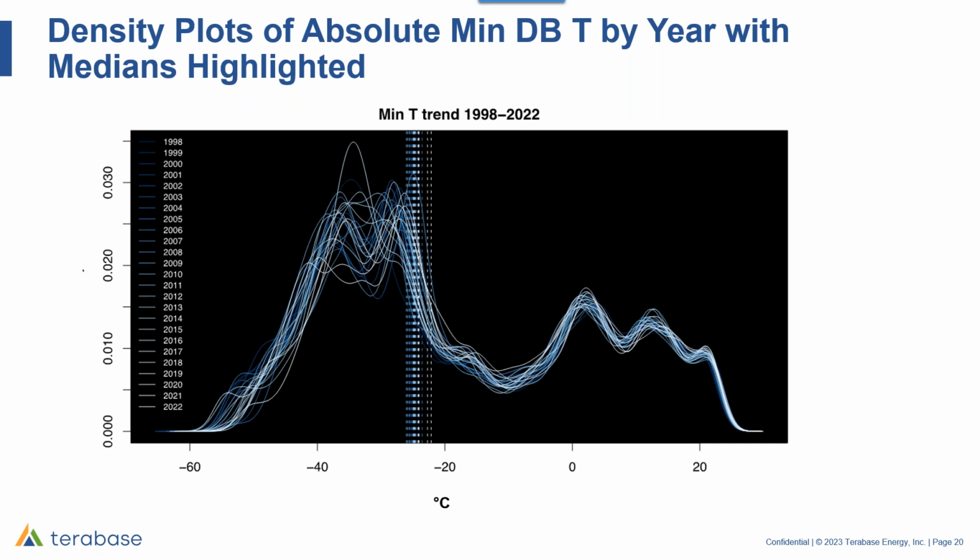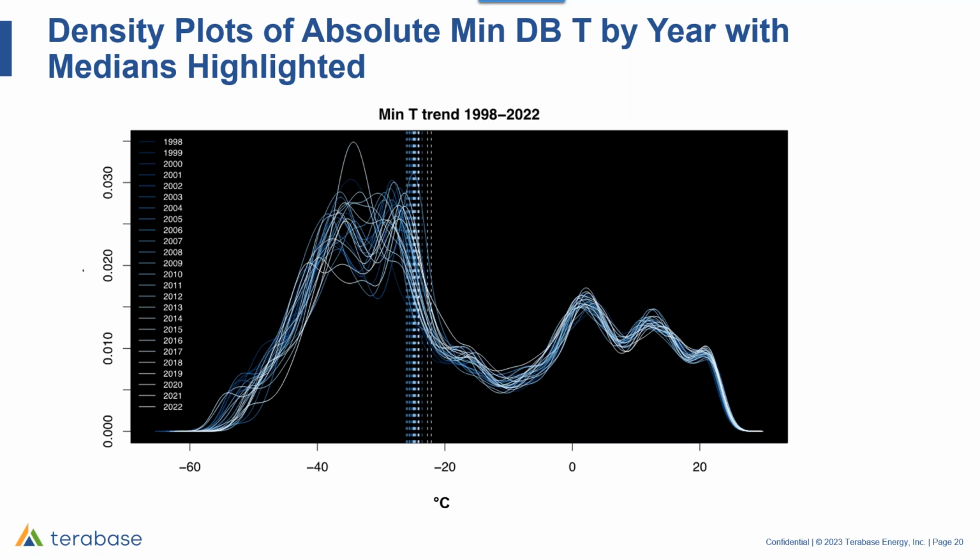To show the power of this data, I also plotted the distribution. These are density plots of the minimum temperature for every point on the planet. So in degrees Celsius on the x-axis, a density plot similar to a histogram for every individual year from 1998 through 2022. And the vertical dotted lines here are the medians of each of these distributions. Dark blue is 1998 and white is 2022, so it gets lighter as we go closer to present day.